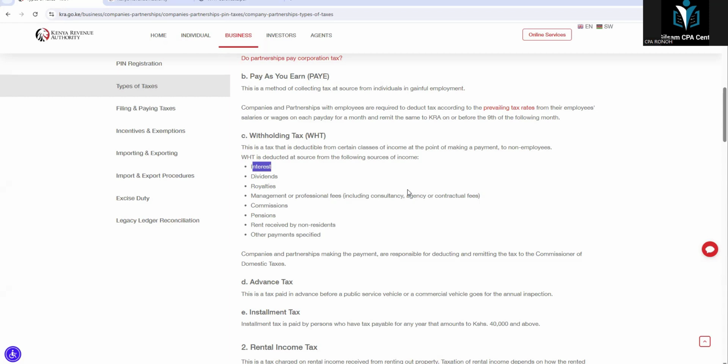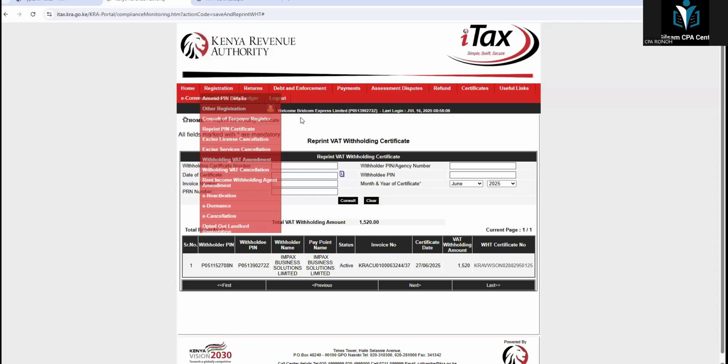Those are some of the principles I was saying. You need to master this before you even know how to do it practically. Assuming we are paying someone who has provided bookkeeping for us, and we are paying 30,000, you will remain with 5% of the 30,000. How much is 5% of 30,000?